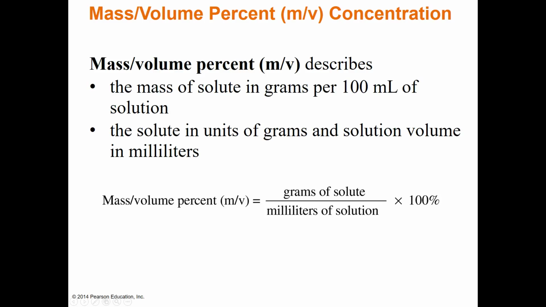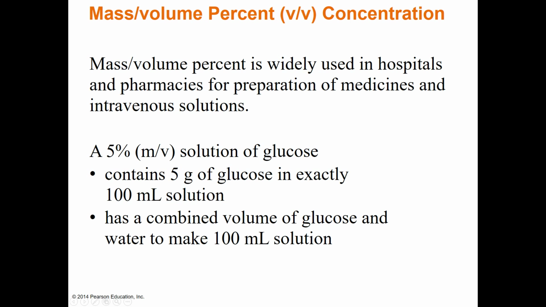This is essentially you dissolving a solid in a liquid, most times. All right, mass over volume percent is widely used in hospitals and pharmacies for preparation of medicines and intravenous solutions. A 5% mass over volume solution of glucose would contain 5 grams of glucose in exactly 100 ml of solution, because 5 over 100 times 100 would give you the 5%.